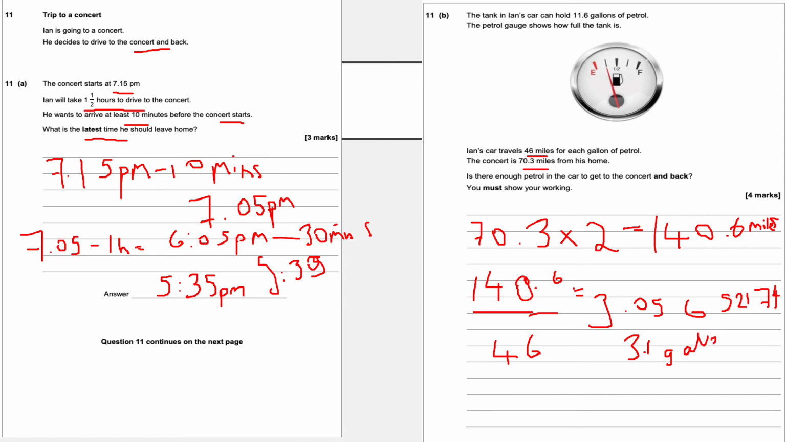Now it says that the tank in Ian's car can hold 11.6 gallons. Well, 11.6 is greater than 3.1, so therefore Ian does have enough petrol to get to and from the concert, guys, because that number, 11.6, is greater than 3.1, and that would be my answer, guys.